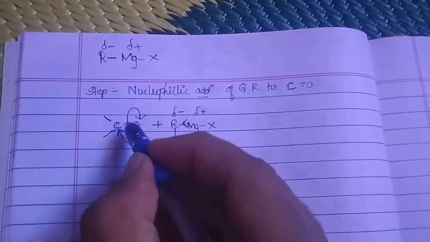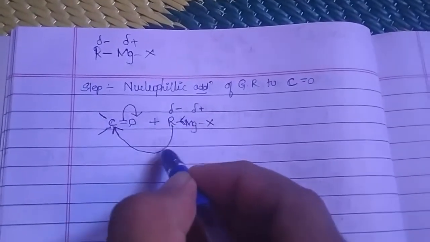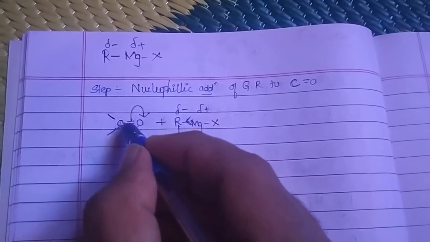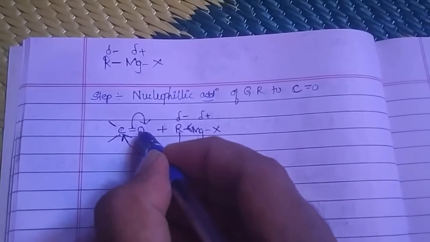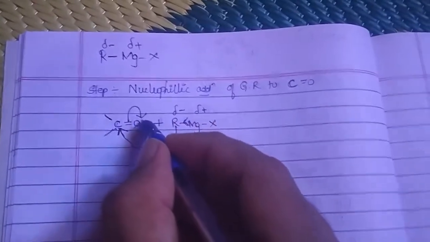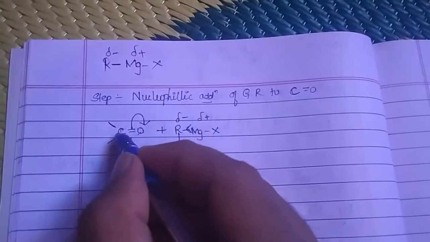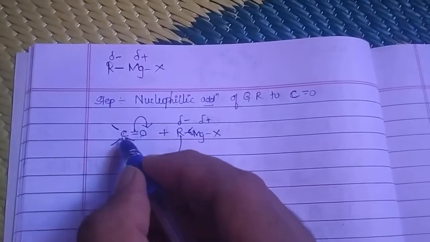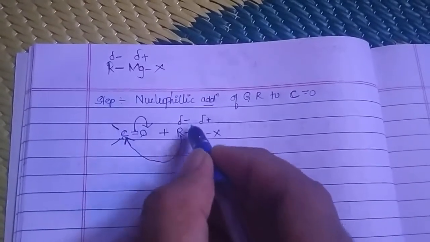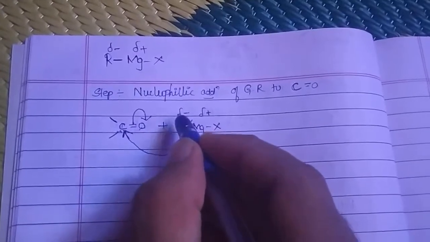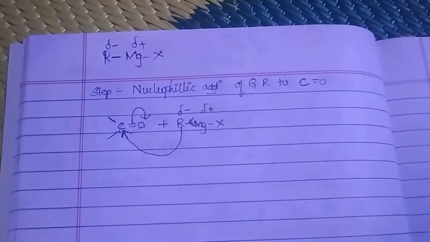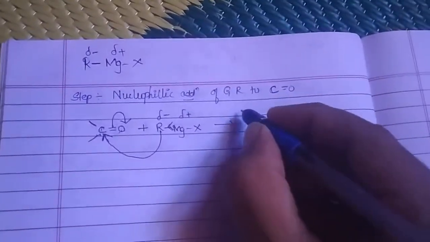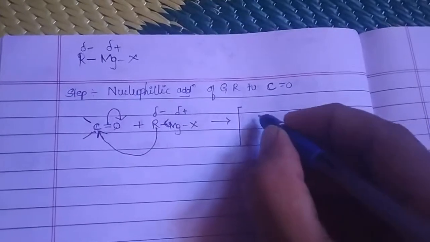You can see I am writing this arrow. What does this arrow indicate? The pi electrons which were between the carbon and oxygen in a carbonyl group are more attracted towards the oxygen, and hence the carbon gets a delta positive charge. Since it has a positive charge, it will try to attract the alkyl or aryl group of our Grignard reagent. Then once this has formed, it will form an adduct as I mentioned.